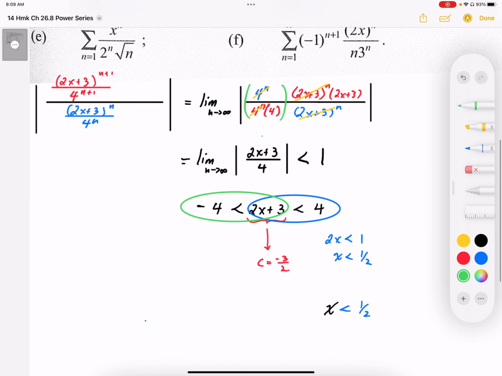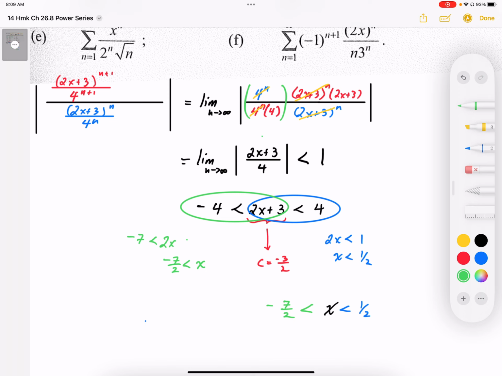Establishing my left endpoint, I'm going to solve that inequality. So I have 2x + 3, so I'm going to subtract 3 from both sides. 2x is going to be greater than negative 7, so negative 7 over 2 then represents my left edge endpoint. So my inequality looks like this so far.